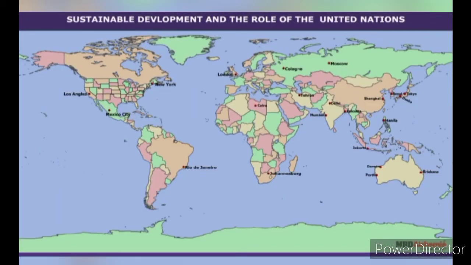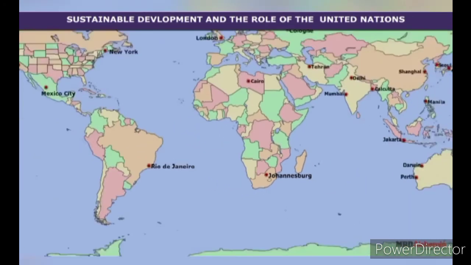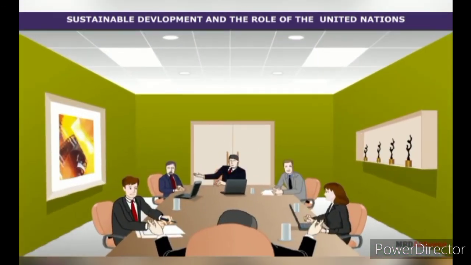Sustainable development and the role of the United Nations. The United Nations is today concerned with a large number of global issues on conservation. The Second Earth Summit was held in September 2002 in Johannesburg, in South Africa. Appropriately titled World Summit on Sustainable Development (WSSD), it focused on economic development for regeneration of resources.